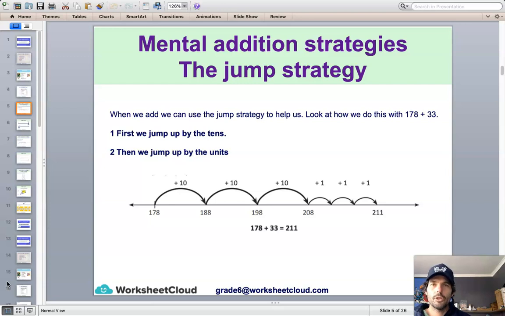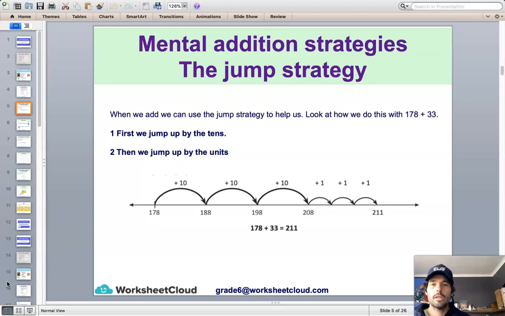How can we make it more visual so that we understand exactly what we're doing to the numbers and how the numbers are composed and how do we decompose those numbers? So a very handy tool to be able to break numbers up, put them back together again in multiple ways. And as you can see on the screen, when we add, we can use the jump strategy to help us.